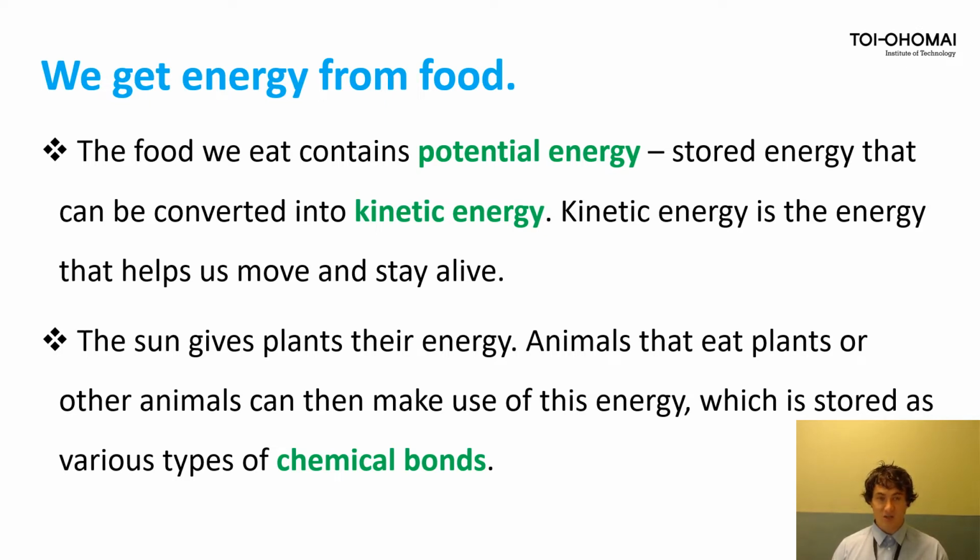The sun gives plants their energy, and then animals that eat plants or other animals can then make use of this energy, which is stored as various types of chemical bonds. So ultimately, the sun gives us energy via plants and other animals. And if you think about what you eat, fundamentally, that's what we eat, plants and other animals.